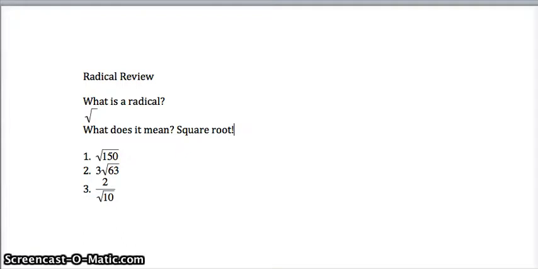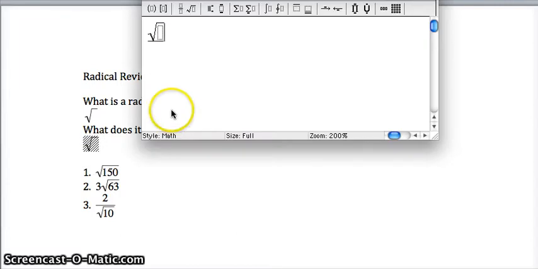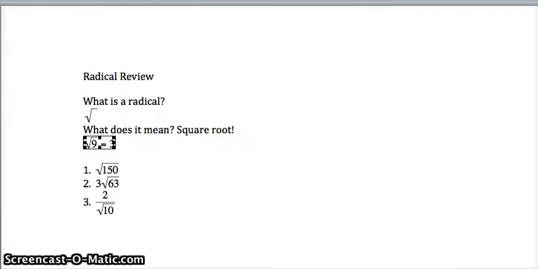So square root means it answers the question, if I take this number and multiply it by itself, what number do I get? In other words, if I say the square root of 9, that's the same thing as saying 3. Square root of 9 equals 3. So 9 is a perfect square. Since 3 squared equals 9, the square root of 9 equals 3. It's basically going backwards, or it's undoing a square.